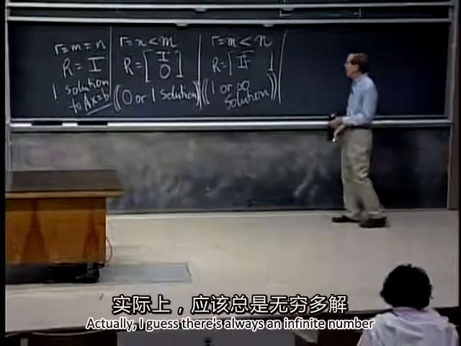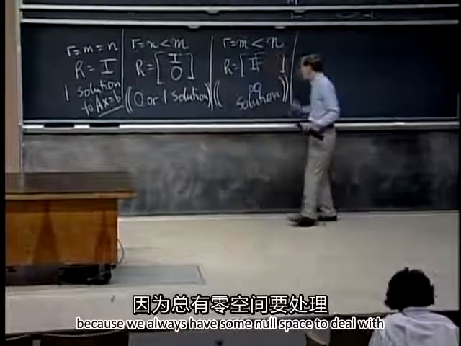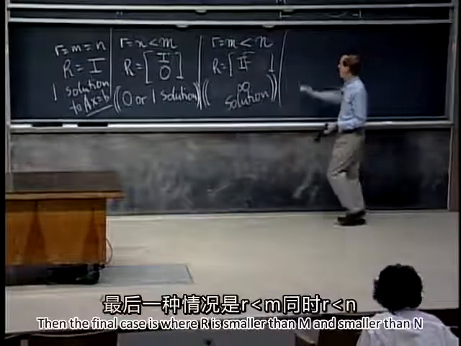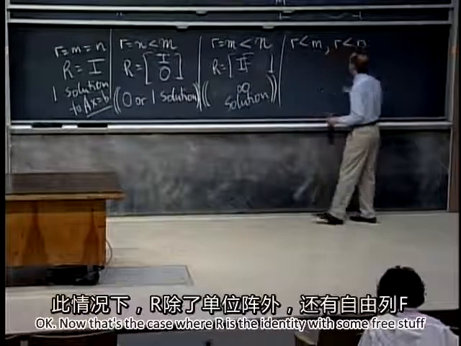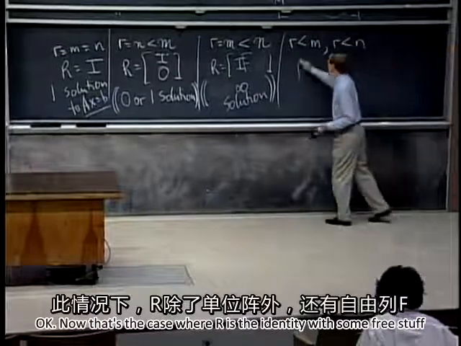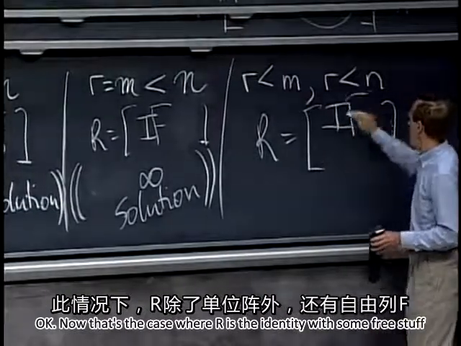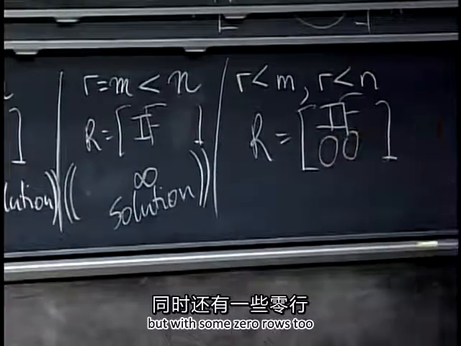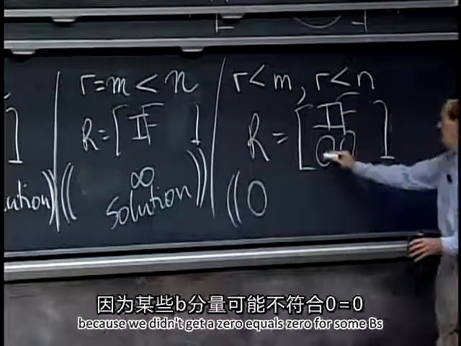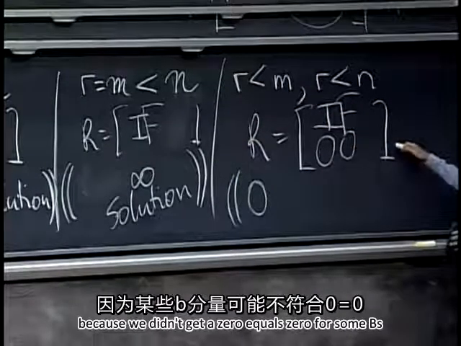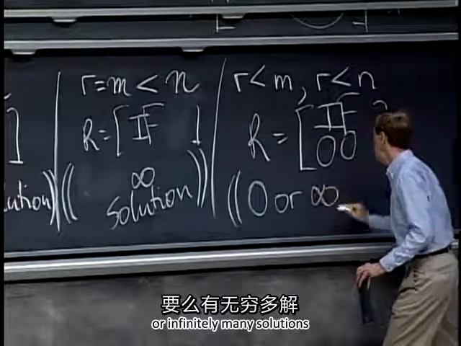Actually, I guess there's always an infinite number because we always have some null space to deal with. Then the final case is where R is smaller than M and smaller than N. Now that's the case where R is the identity with some free stuff, but with some zero rows too. And that's the case where there's either no solution, because we didn't get a 0 equals 0 for some b's, or infinitely many solutions.